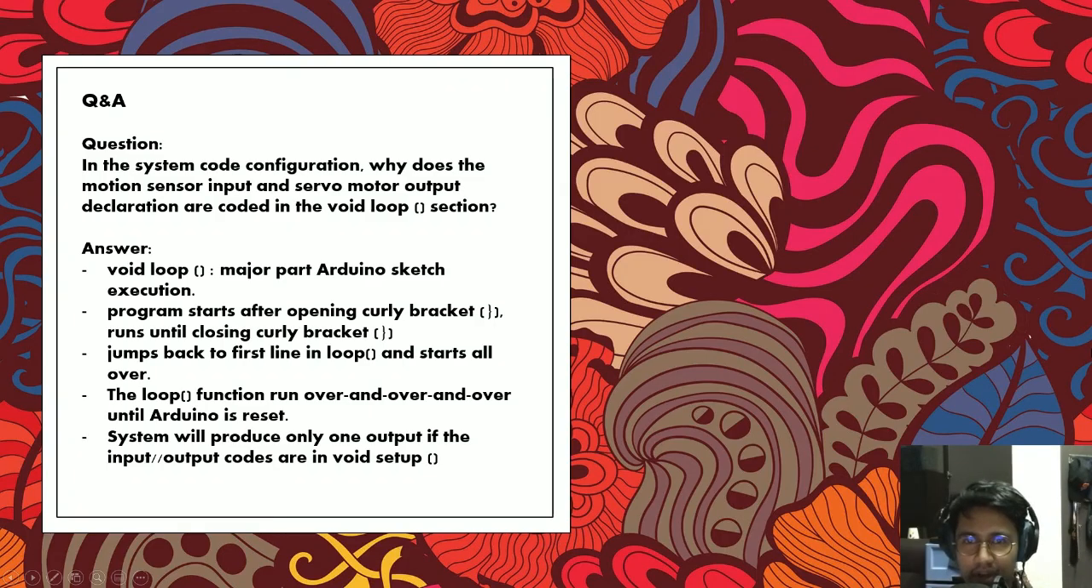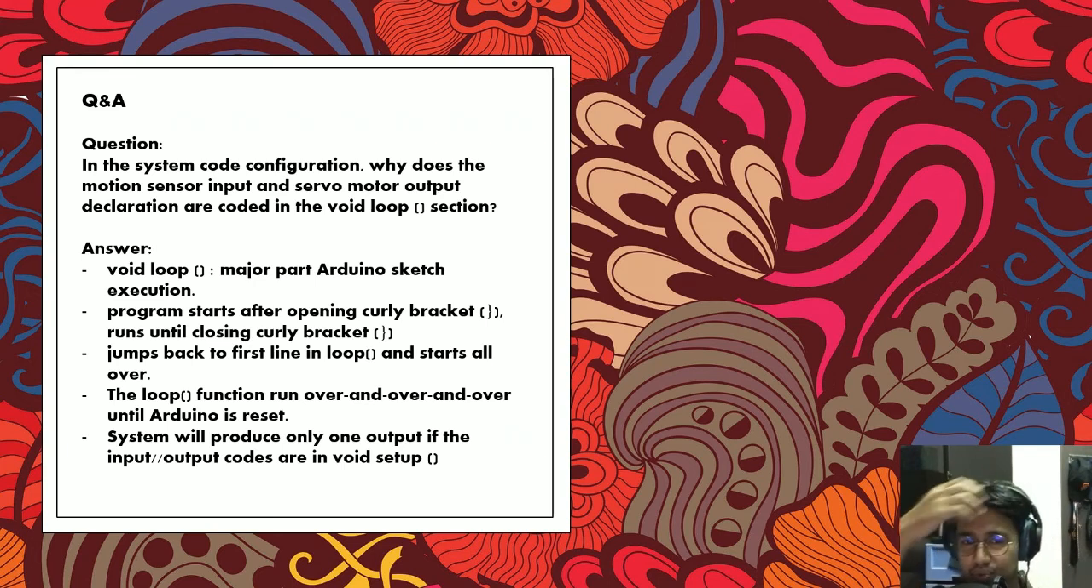Thank you. Okay, now for the Q&A, the question is, in the system code configuration, why are the motion sensor input and servo motor output declarations coded in the void loop section? So we need to know the function of void loop first. Void loop is where the major part of the Arduino sketch is executed. The program will start after the opening curly bracket, run until the closing curly bracket, and then go back up to the top where it starts. So that is why it is called loop.